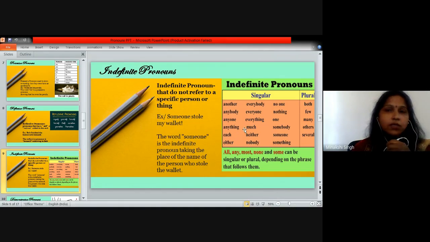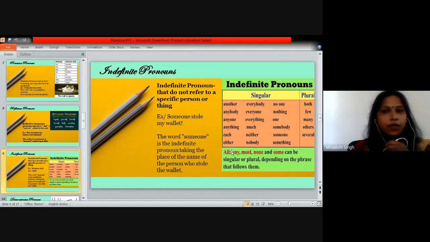Students, we have singular indefinite pronouns and plural indefinite pronouns. You can look at the table: another, everybody, no one, anybody, everyone, nothing, anyone, everything, one, much, somebody, each, neither, someone, either, nobody, something. All these words are examples of singular indefinite pronouns. When I say both, few, many, others, several, all these words are examples of plural indefinite pronouns.